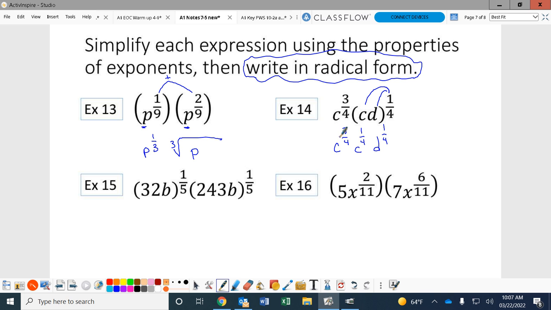Alright, here we go. When we multiply like bases, we add their exponents. We're adding 3/4 and 1/4. What is 3/4 plus 1/4? 1. So do we write 1 here? No, we just leave it as c. And then the d to the 1/4 doesn't have anything to combine with. We just write d to the 1/4 behind it.